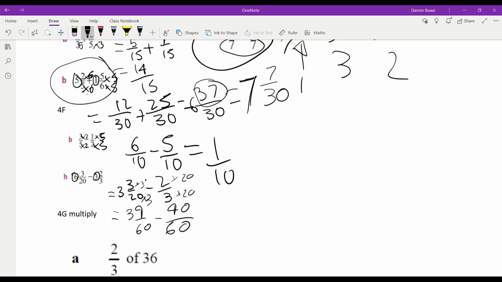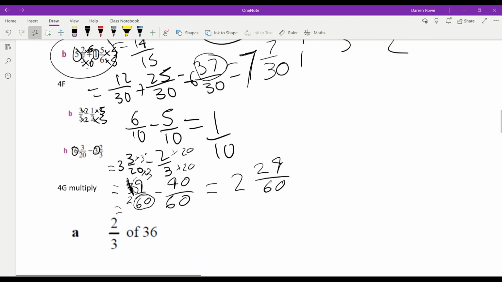Now, here's where you come into a problem, right? So 9, you can't subtract 40 from 9, it's not going to work, so you're going to need more. So then what you need to do is take a whole. Remember, when you take a whole, it turns into as many pieces as what's there, which turns the 9 into a 69, and now you're doing 69 minus 40. So that equals 2 and 29 out of 60, and you can't reduce that anymore. You can't divide the top and the bottom, so that is the simplified fraction of that.